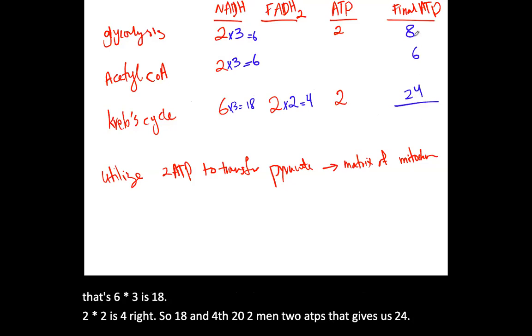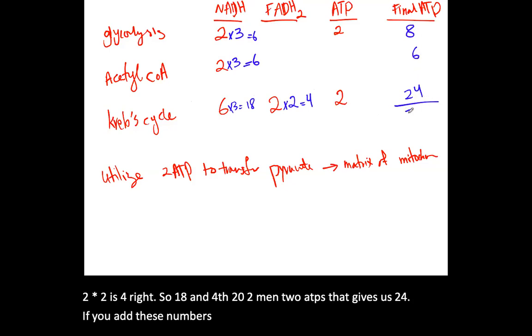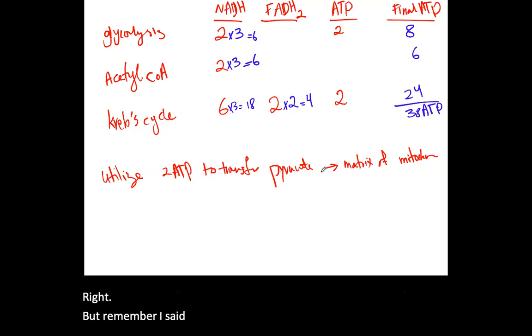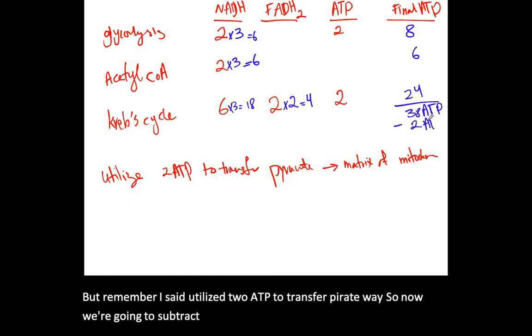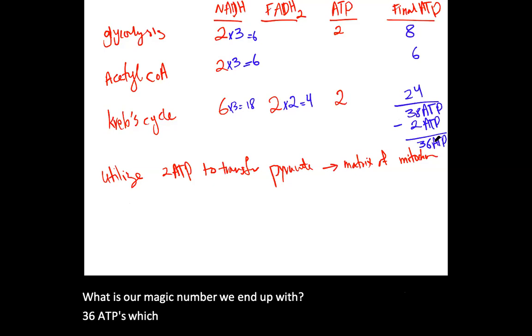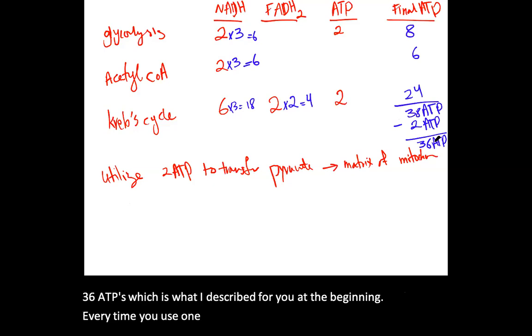If you add these numbers together, you will get 38 ATP, right? But remember I said we utilize 2 ATP to transfer pyruvate. So now we're going to subtract those 2 ATPs. So what is our magic number we end up with? 36 ATPs, which is what I described for you at the beginning. Every time you use 1 glucose molecule, you're going to end up with 36 ATPs.